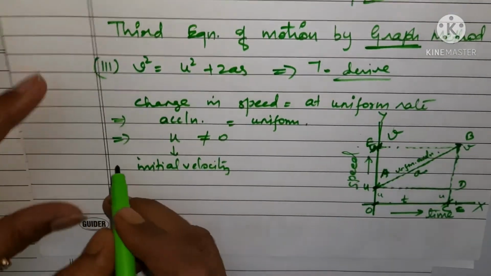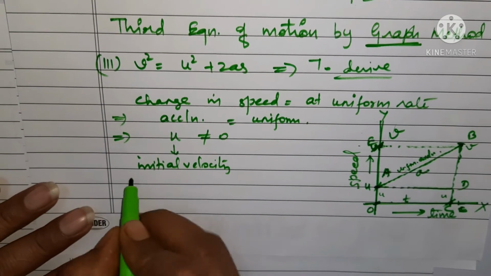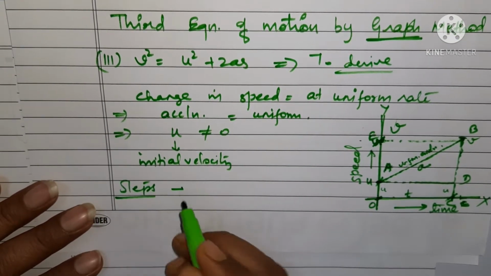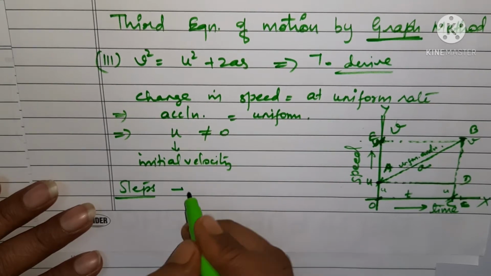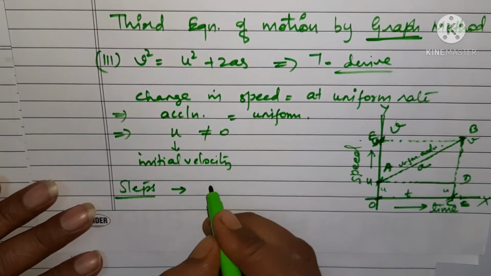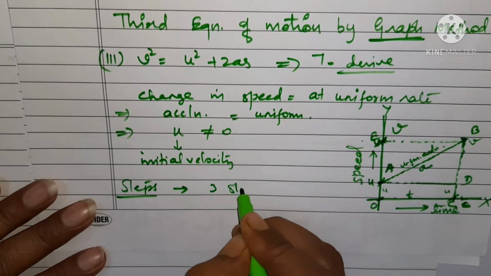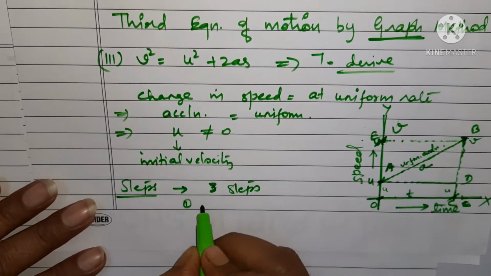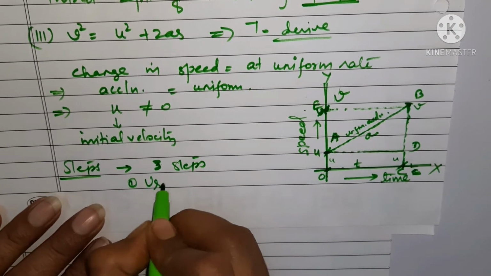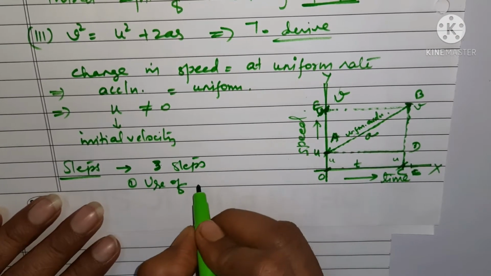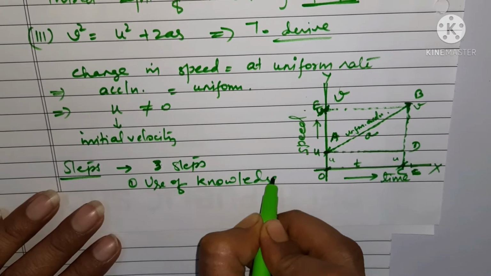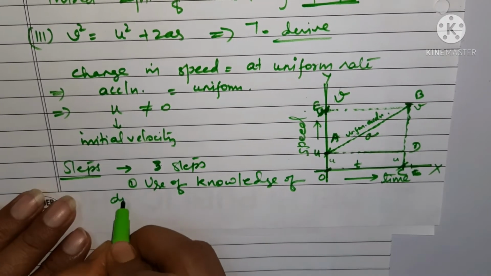One thing more here, we'll use some steps. How many steps we are going to use, that I'm telling you. Let us take it as steps only. We are going to have 3 steps in it. The first step, which is the prior knowledge, is the use of knowledge of distance covered.